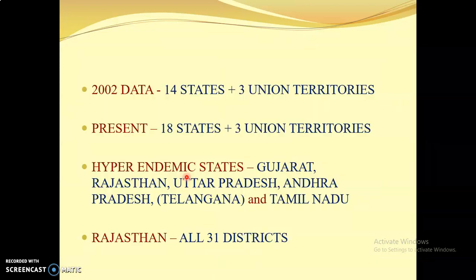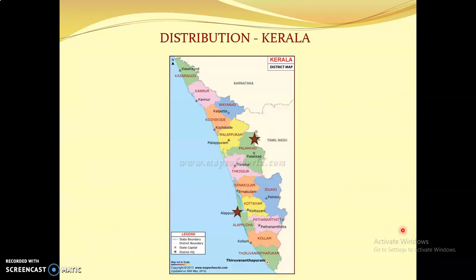This is why we stress on the 2002 data: the nationwide survey on fluorosis was conducted in the year 2002. According to the 2002 data, 14 states and 3 union territories were affected. Currently it has increased to 18 states because of the bifurcation of a few states, so now it is 18 states and 3 union territories. The hyperendemic states include Gujarat, Rajasthan, Uttar Pradesh, Andhra Pradesh, including Telangana, and Tamil Nadu. And in Rajasthan, all the 31 districts are affected with fluorosis.